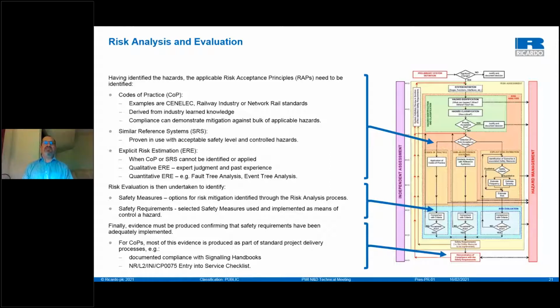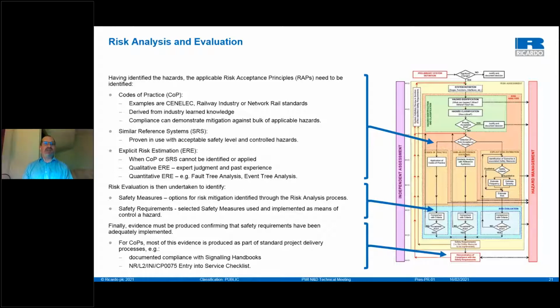You may have novel systems whereby similar reference systems might be the applicable risk acceptance principles. And if you've got really novel first-time implementation or changes that have never been made before, you may wish to do explicit risk estimation, which can be qualitative or quantitative. But it's not something to be undertaken lightly. The preference would be to use established technology unless there's a route to introduction of new technology at a particular point of the change that you're making.